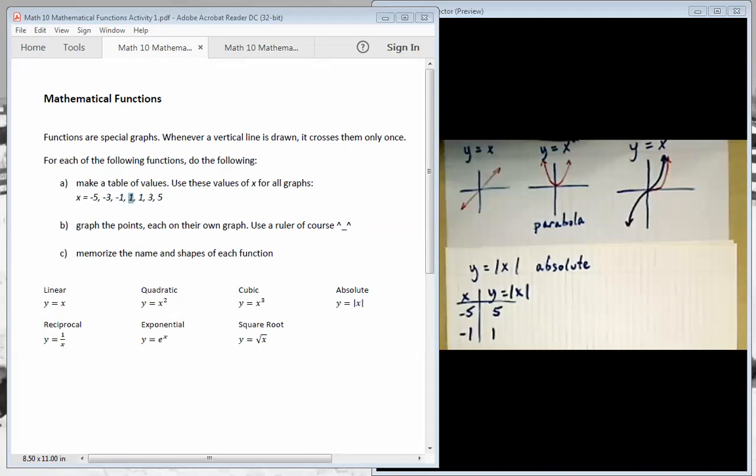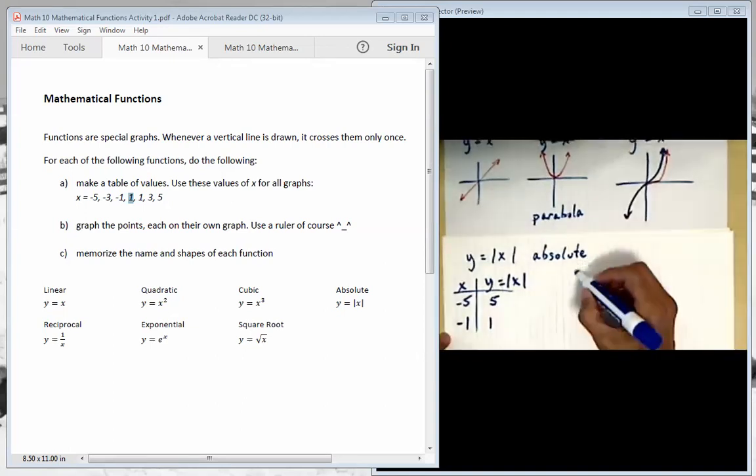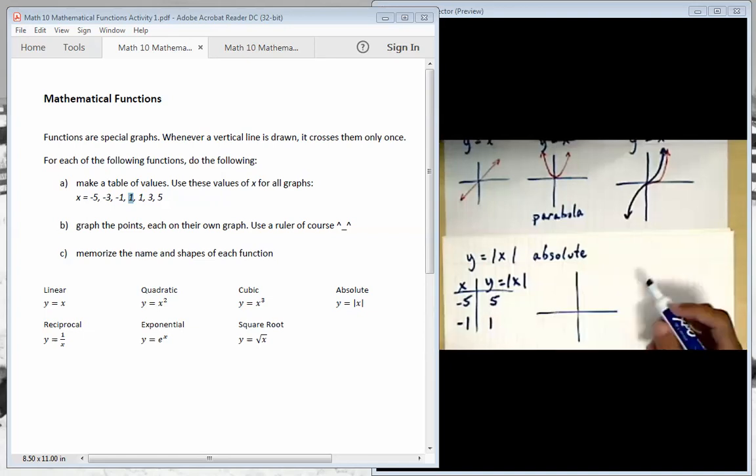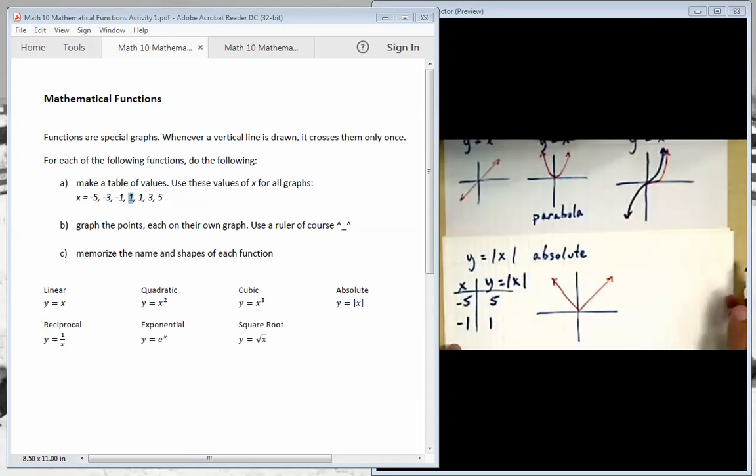Okay, so if you were to do all of these points and create the graph from class, this is the one that looks like a V. Straight lines on both sides and symmetrical as well. Okay, that's the absolute value one.